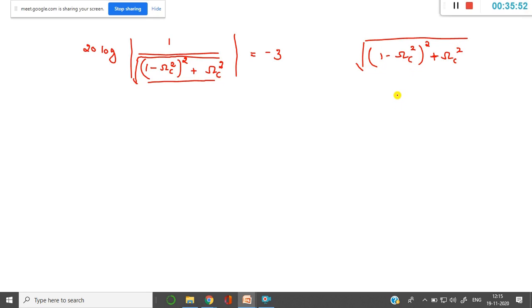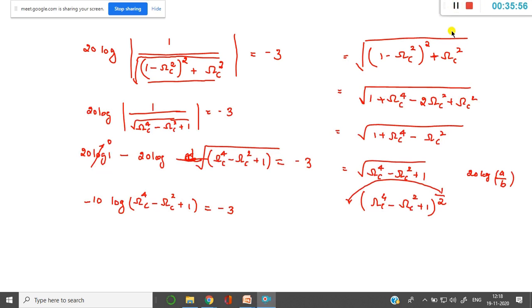solve this. So from here to here we are going to get 20 log of 1 minus 20 log of the square root of omega c to the power of 4 minus omega c square plus 1, that is equal to minus 3. The square root can be written as omega c to the power of 4 minus omega c square plus 1 whole to the power of 1 by 2, and because of the log factor I can write it as 20 into 1 by 2 times log of omega c to the power of 4 minus omega c square plus 1, right?